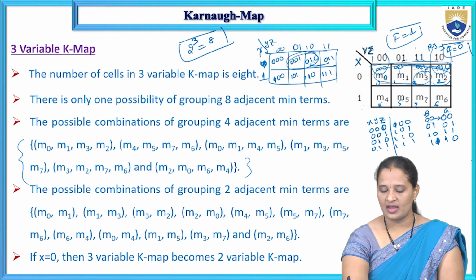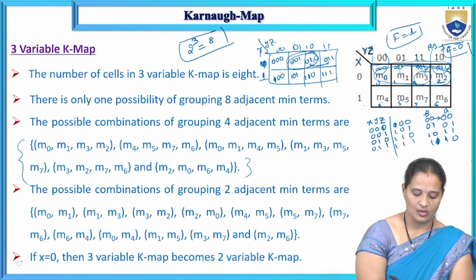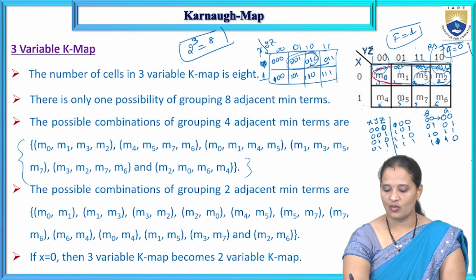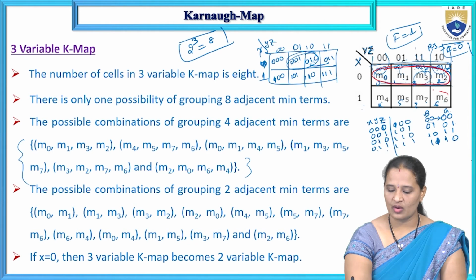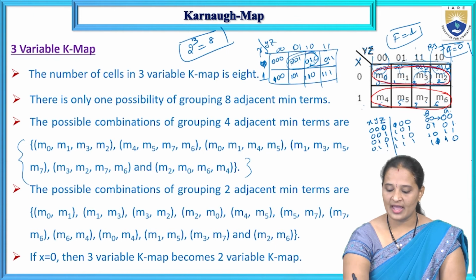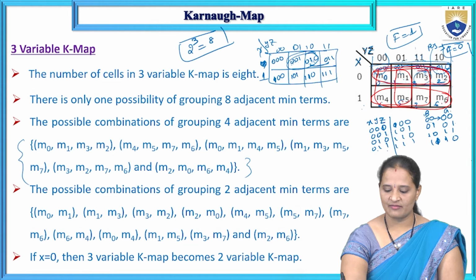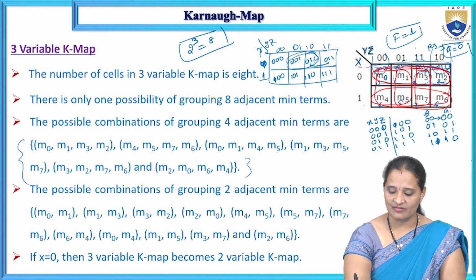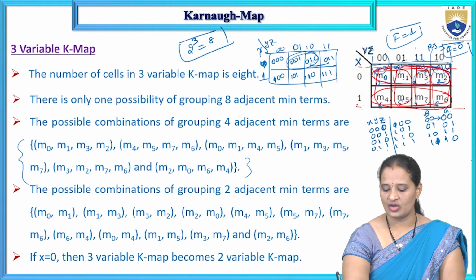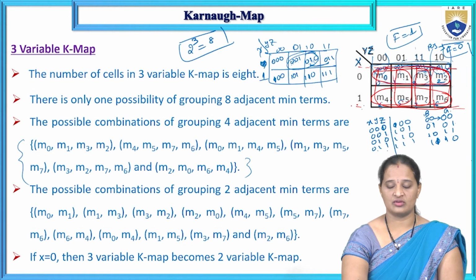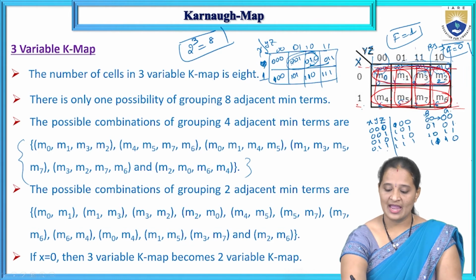So I can form a quad here, and even I can form a quad with the lower row. This is adjacent to this, and this is adjacent to this. So I can form another quad, and even overlapping is also possible. I can form a quad with this, and with this, and even with the last row, and the first column and last column.